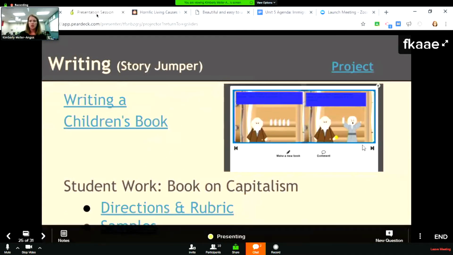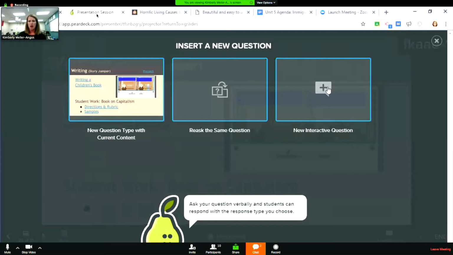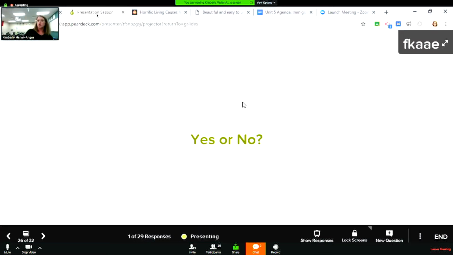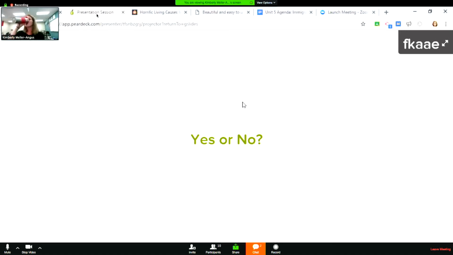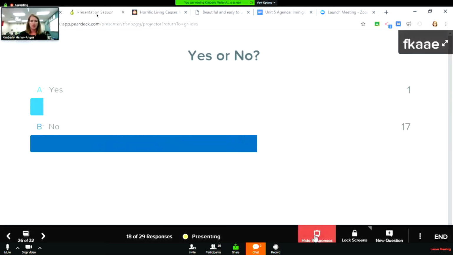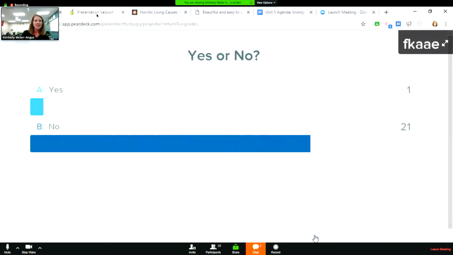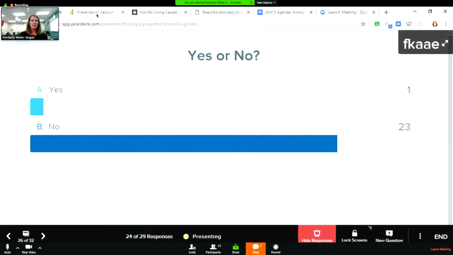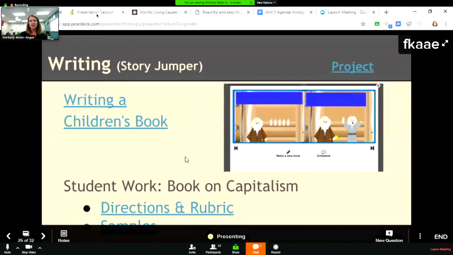All right, Story Jumper. Has anyone used Story Jumper before? Let's see. Oh, mostly no's. This is one of my favorite tools to use, and we've got one yes over there. So the one yes person, I'll make you raise your hand. All right, whoever that is, see them in the afternoon if you have more questions. But the kids really, really like this.